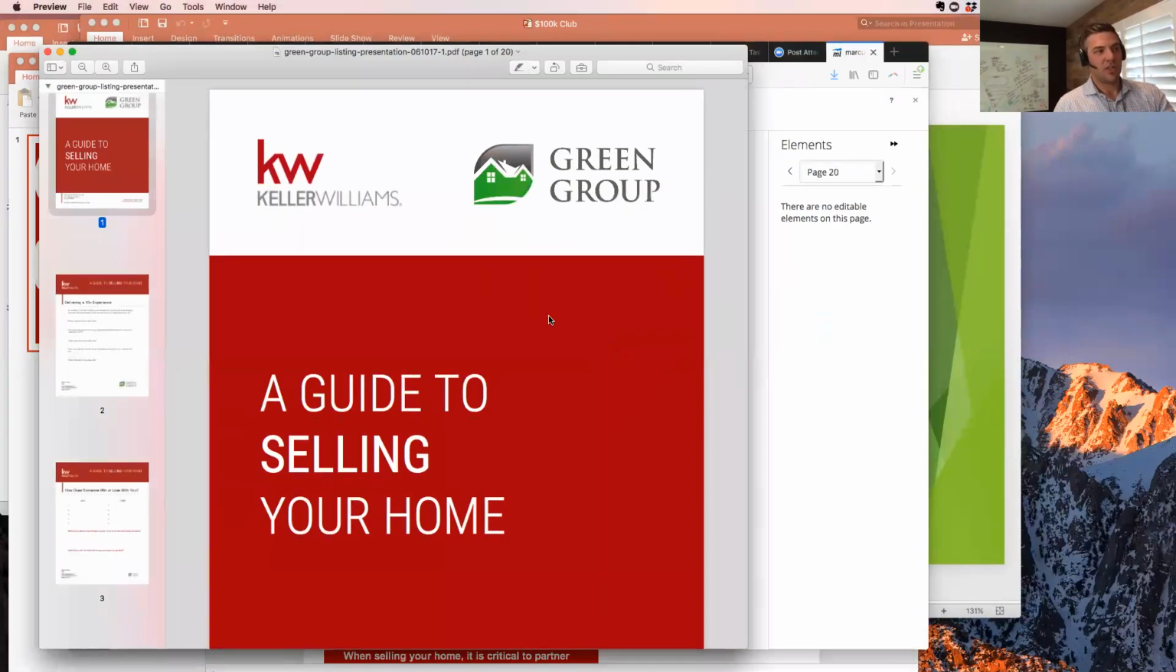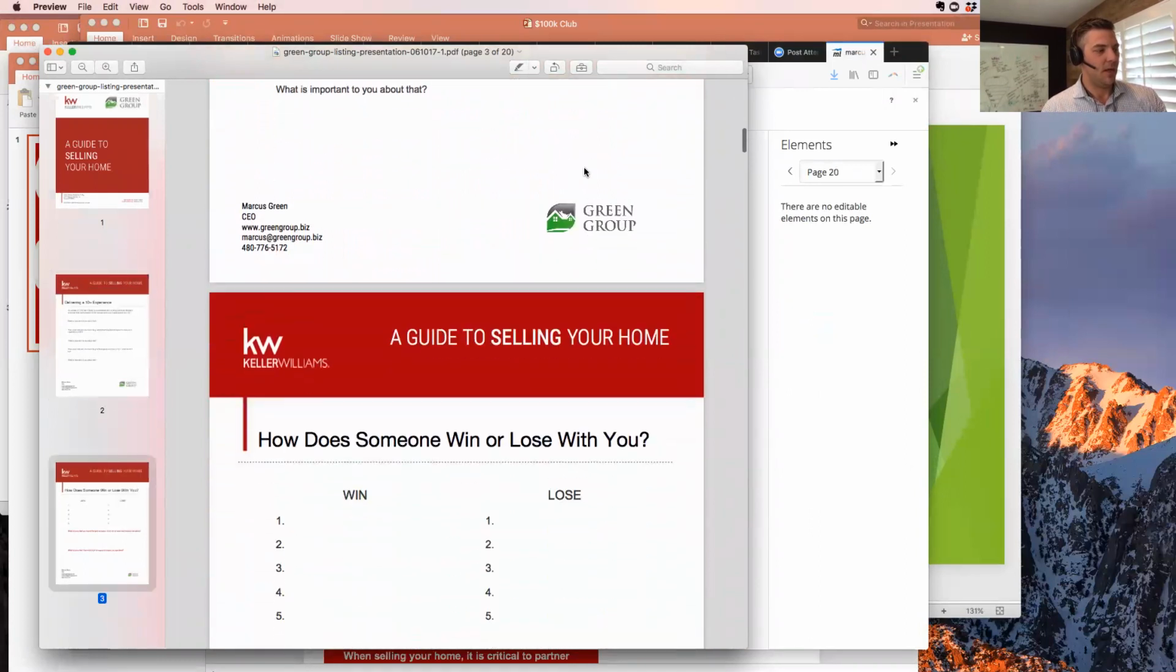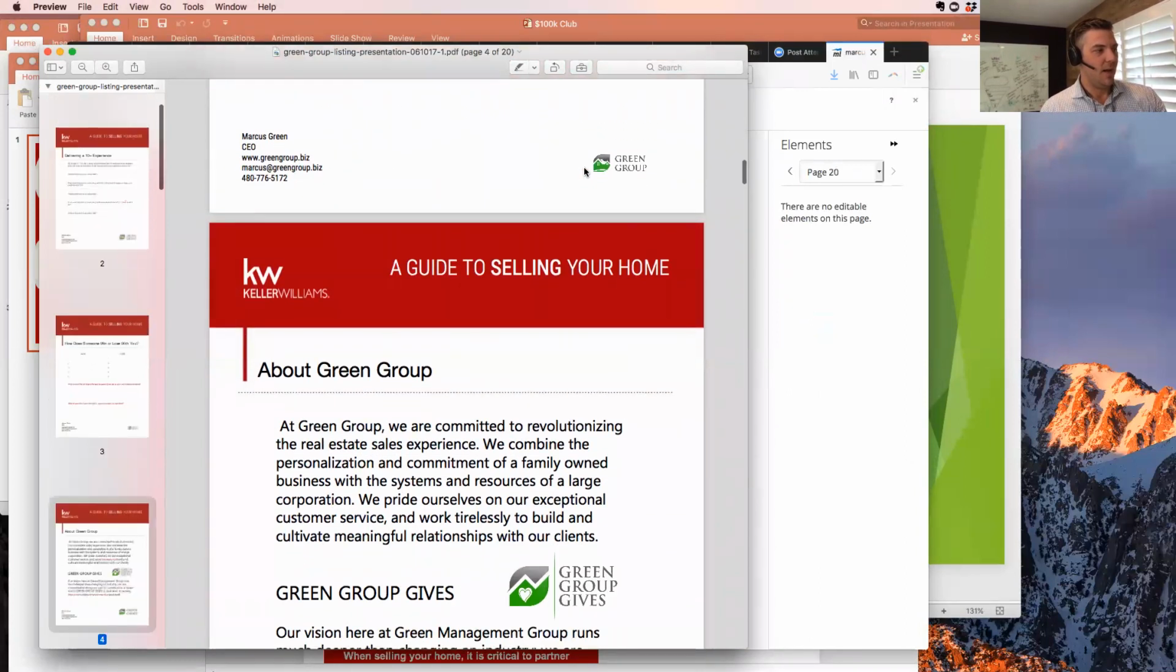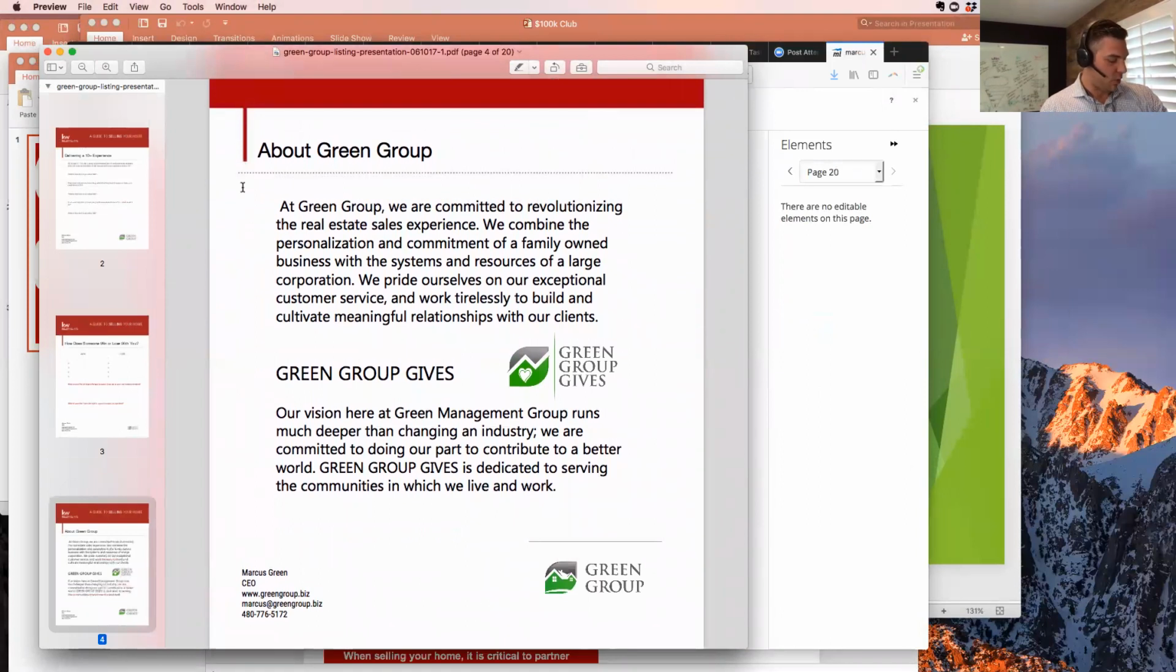What the finished product looks like. Now, again, it's super simple. All it is, is pulled in my logo. Same thing here, same sheets we've already showed you. You can notice on this page, I added in all about Green Group. What's our unique value proposition? What does that look like?